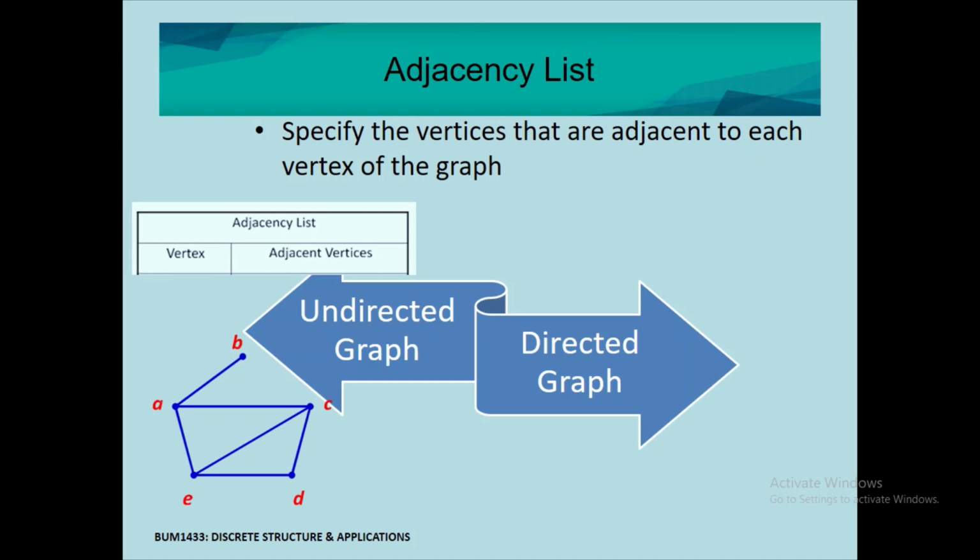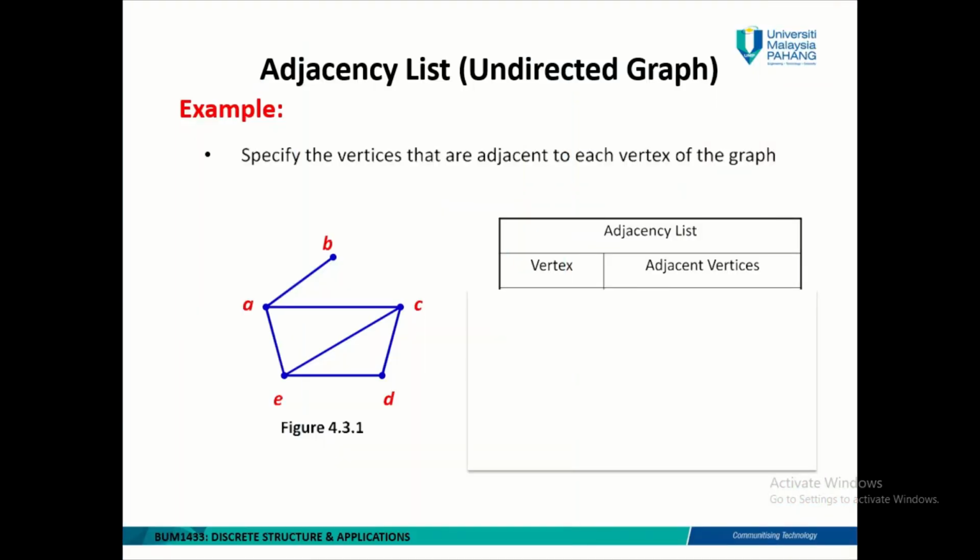For the adjacency list, we need to specify the vertices that are adjacent to each vertex of the graph. In the adjacency list, we need to draw a table with two columns. The first column is vertex. We list all the vertices that are in the graph, and the second column is the adjacent vertices, where we list all the vertices that are adjacent to each vertex of the graph.